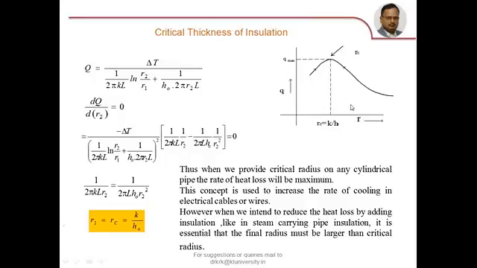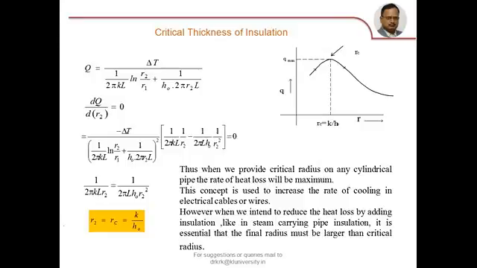So you have to be careful while adding insulation. What for you are adding insulation? Are you trying to increase the heat transfer or decrease the heat transfer? If your purpose is to reduce the heat transfer, you should see that the initial point lies on the right hand side. If your purpose is to increase the heat transfer, you should see that the initial point should lie on the left hand side. This is a very important concept in insulating the cylinders, called critical thickness of insulation or critical radius of insulation.